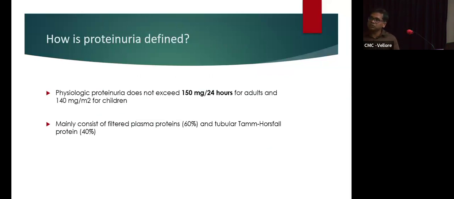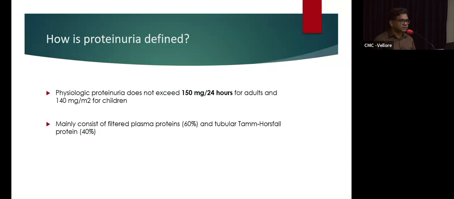So how do we define proteinuria? If the proteinuria is more than 150 milligram per day in 24 hours, and 140 milligram per meter square in children, it is called proteinuria. Can anyone tell how we define proteinuria in a patient with pregnancy? Is it 150 or some other value?